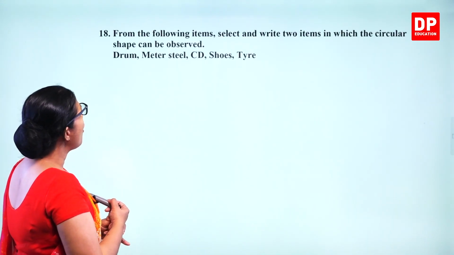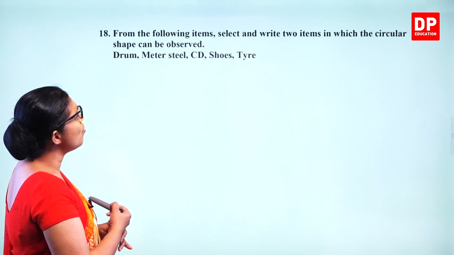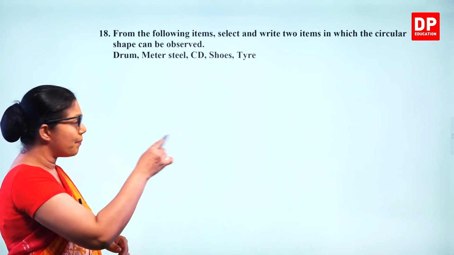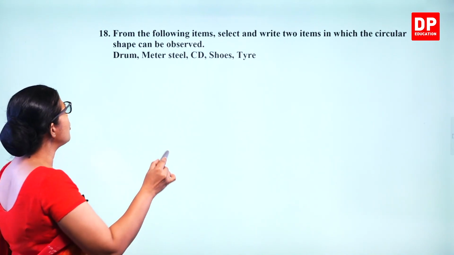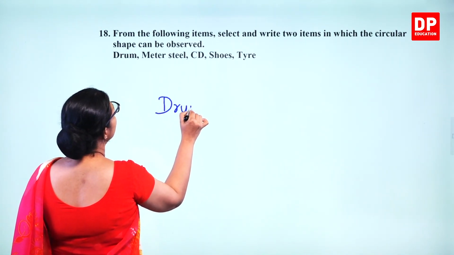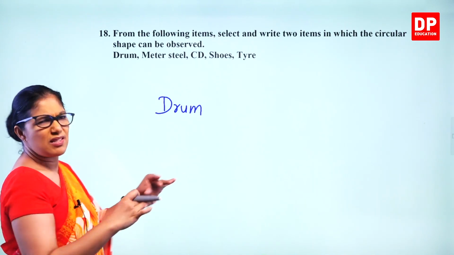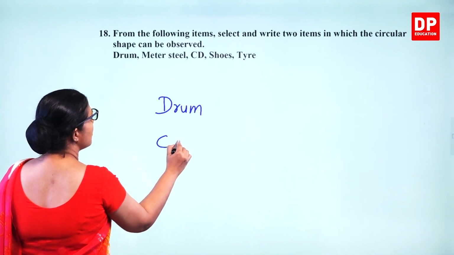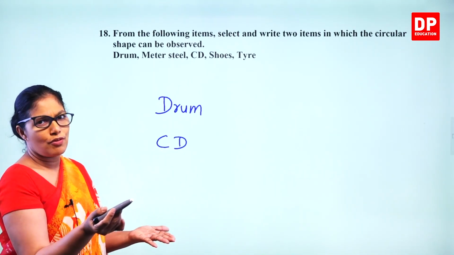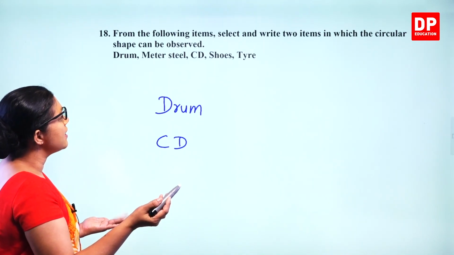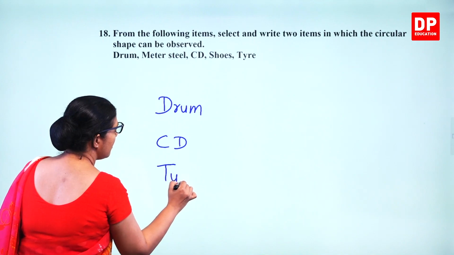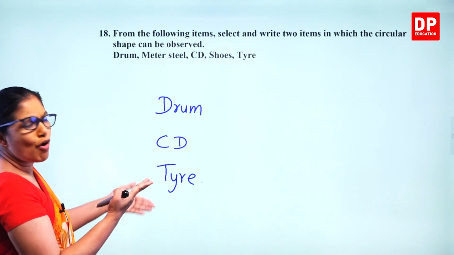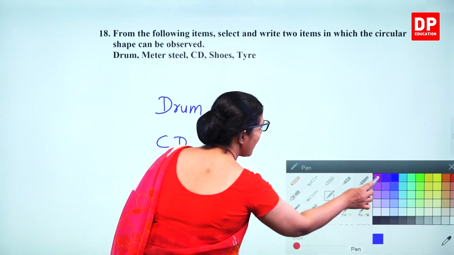Question number 18. From the following items, select and write 2 items in which the circular shape can be observed. A drum. Yes, you get the circular shape. Meter steel. Meter steel is not a circular shape. CD. CD, you get a circular shape. And shoes. You are not getting circular shapes for shoes. And tire, yes, you get circular shape. So you can write down 2 items from these 3. You get 2 marks.